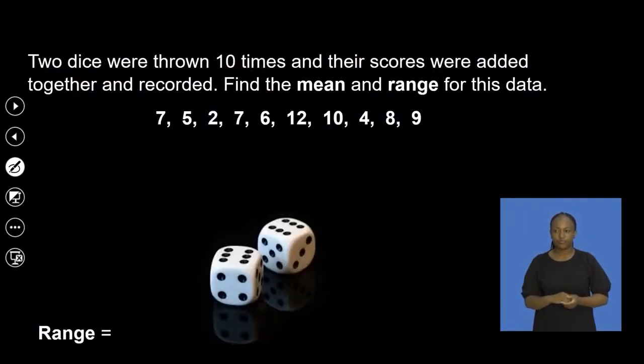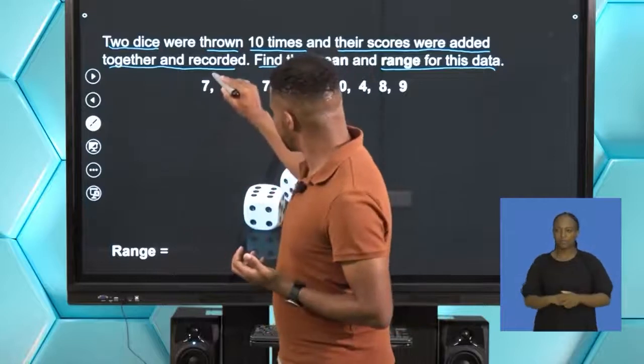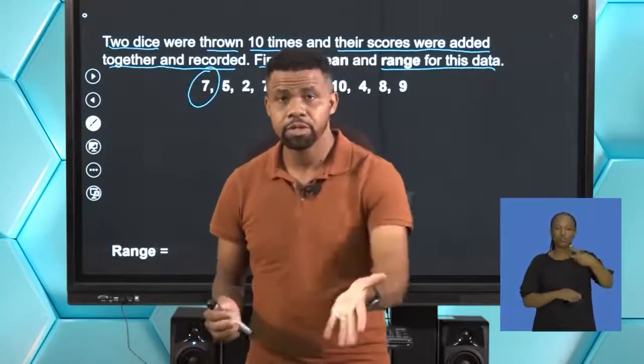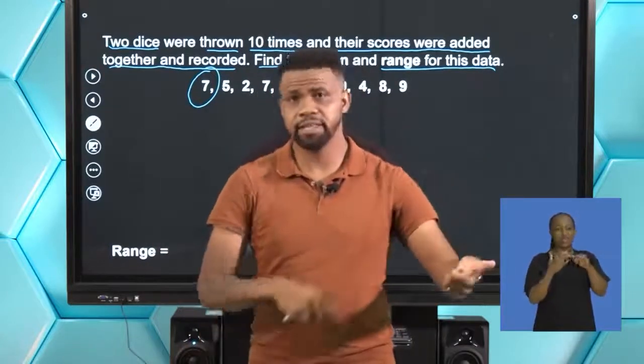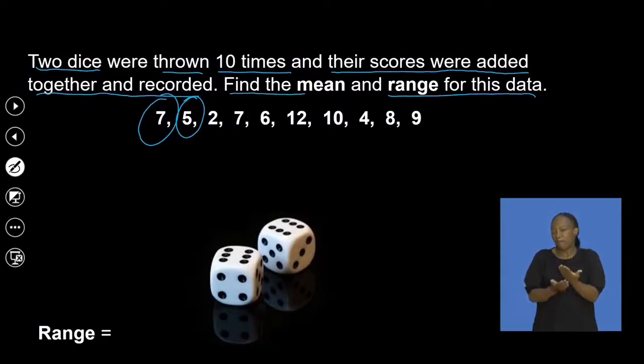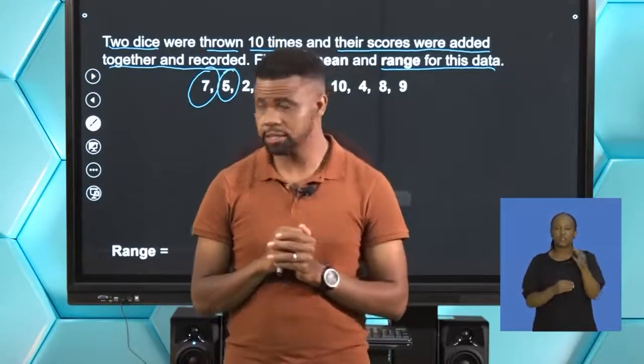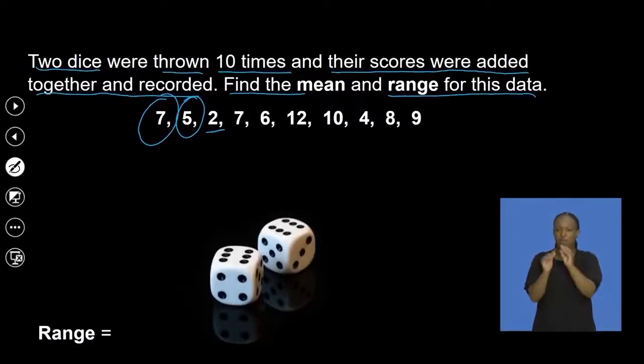Let's look at an example. Two dice were thrown 10 times, and their scores were added together and recorded. Find the mean and the range for this data. We rolled two dice, so we get 7. The first die could have been 6 and the second 1, which is 7. The second observation is 5, that could have been 4 and 1, or 3 and 2. We don't know, but we have the data with us. Then the next observations are 2, then 7, 6, 12, 10, 4, 8, 9, which is our 10th observation.